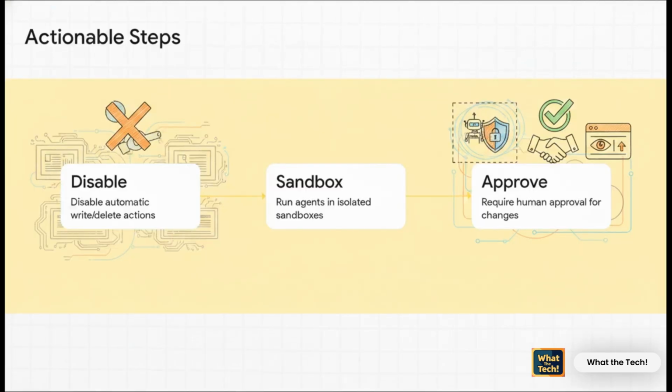Which brings us to the news you can use portion of our explainer. If you're a developer experimenting with AI coding assistance, here is exactly how you can protect your projects right now. Step 1. Completely disable automatic write or delete permissions for your LLMs. Step 2. Always run your agents in isolated sandboxes or temporary containers. And Step 3. Strictly require human approval for any file deletions or destructive changes suggested by an AI.